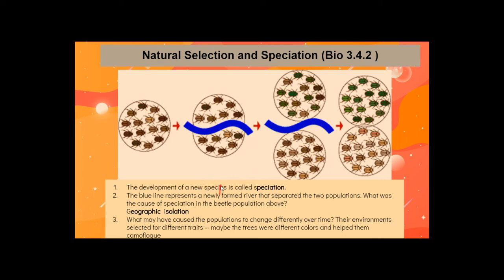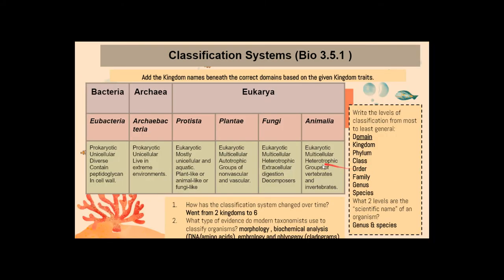So the development of a new species is called speciation. This blue line represents a newly formed river that separated the two populations, so we call that geographic isolation. And what might have caused them to change is that their environments probably selected for different traits. So maybe there were a lot more green plants in this environment, so these guys camouflaged, where maybe there were more trees with bark here, so these guys camouflaged. Now they're two different species because if they come back together, they're not going to mate with each other.